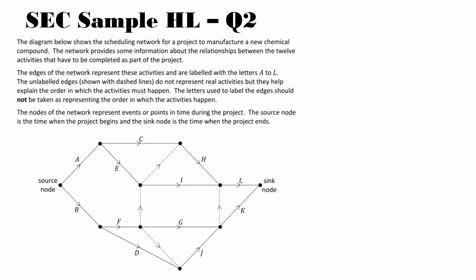So this is question 2 from the SEC sample higher level paper. The diagram below shows the scheduling network for a project to manufacture a new chemical compound. The network provides some information about the relationship between the 12 activities that have to be completed as part of the project.